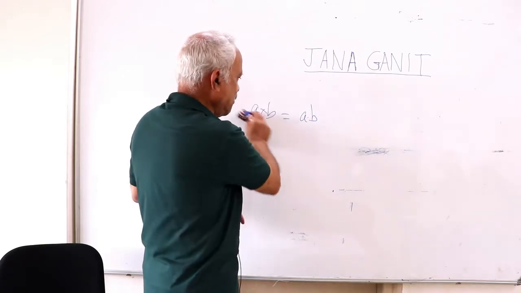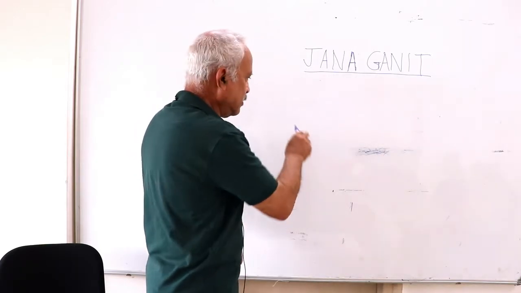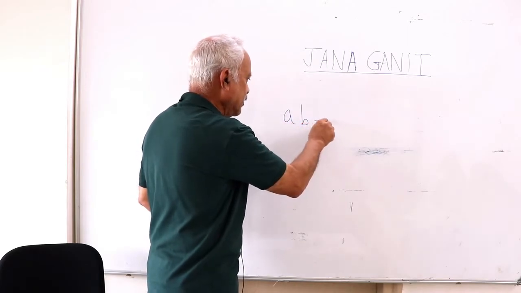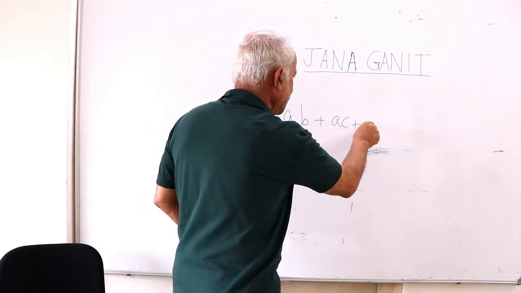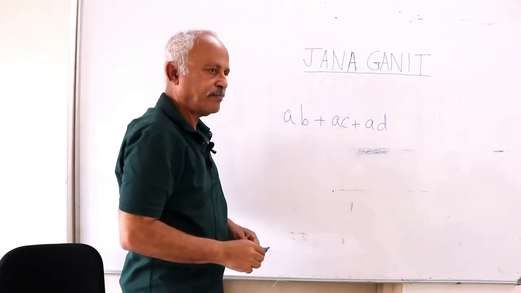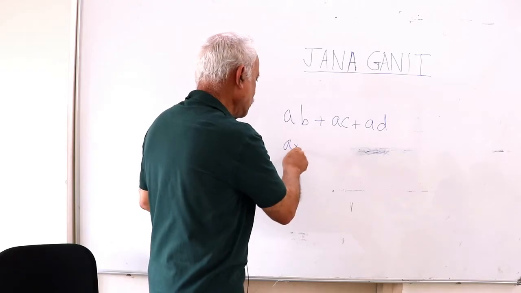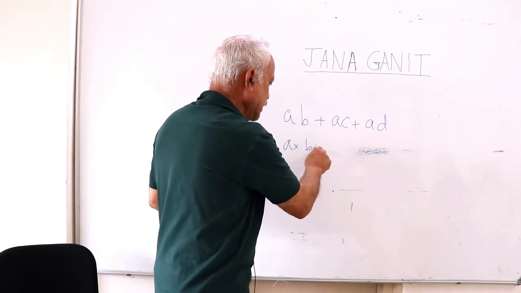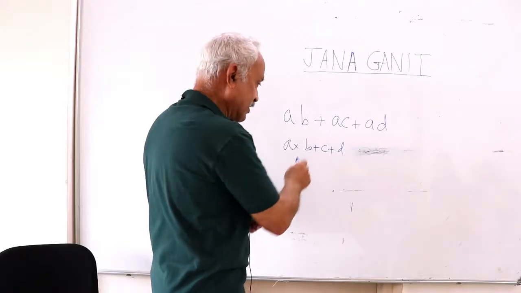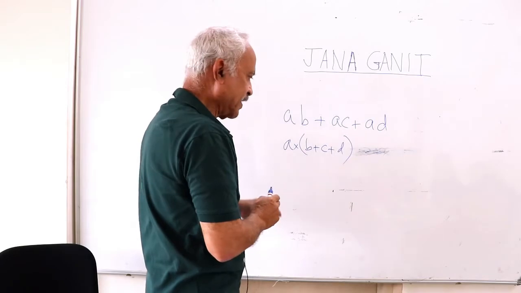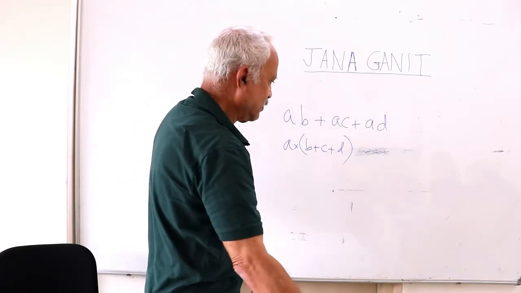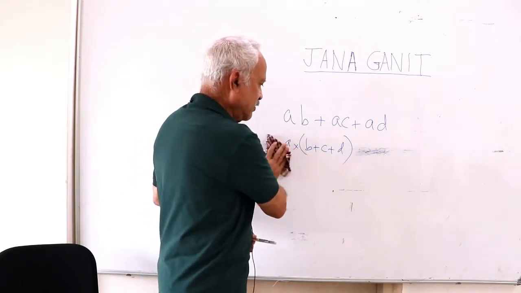So, remembering this, now, Gyanjyoti, tell me what are the factors of AB plus AC plus AD? A into B plus C plus D. B plus C plus D is in brackets. I have to put brackets. So the first factor is A. And the second factor is B plus C plus D. Very good. So now we are making further progress.